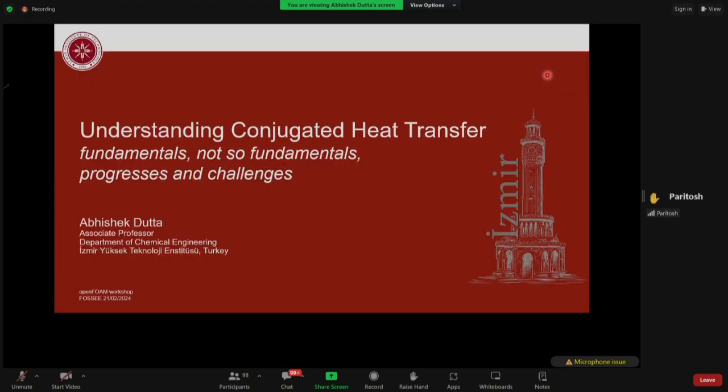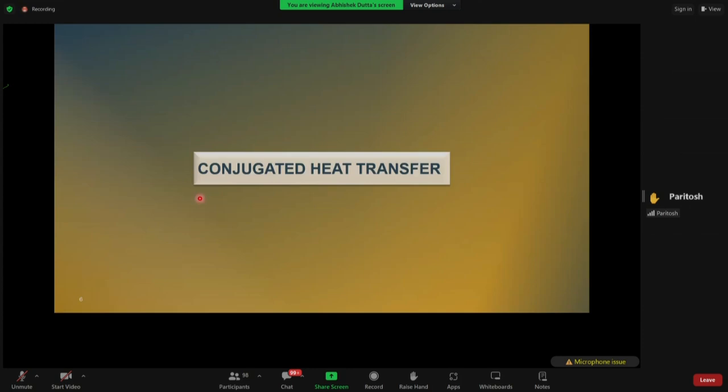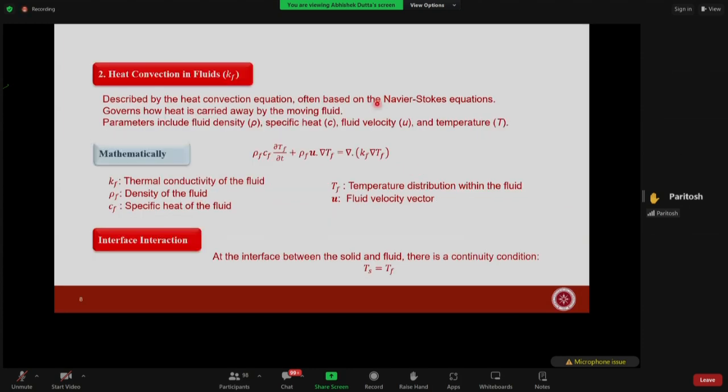Okay. Hello, Professor. Hi. In slide number 8, you explained the continuity condition at the interface interaction. My question is, when T_s, the temperature of the solid, is equal to the temperature of the fluid, okay, what happens when the temperature of the solid is more than the temperature of the fluid? For example, let's take a plate heated at 100 degrees Celsius and air flowing at 25 degrees Celsius. So is there no interface between both of these? Because this condition is not going to be satisfied, right?